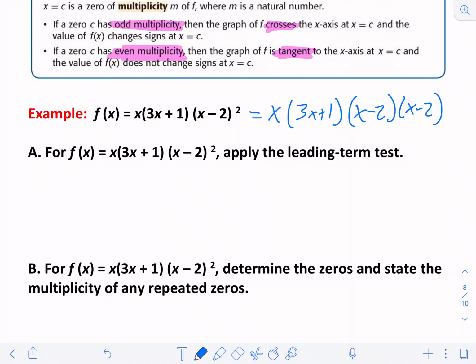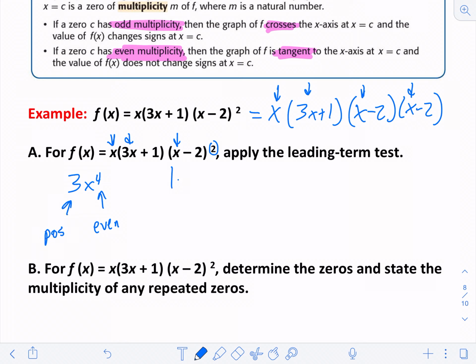Part A says, let's apply the leading term test and talk about our end behavior. So what is my leading term going to be? If I were to multiply all this out, what would be the first term? It would be this x times the 3x times the x times the x, which gives me 3x to the fourth. My leading term is 3x to the fourth. What do we know about it? It's an even degree and it has a positive leading coefficient.